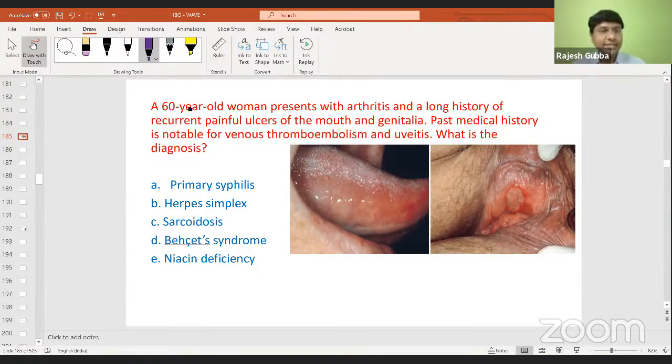Okay. Right. So a 60-year-old man presents with arthritis and a long history of recurrent painful ulcers over the mouth as well as the genitalia. Past medical history is notable for venous thromboembolism and uveitis. What is the diagnosis? Primary syphilis, herpes simplex, sarcoidosis, Behçet syndrome, niacin deficiency.